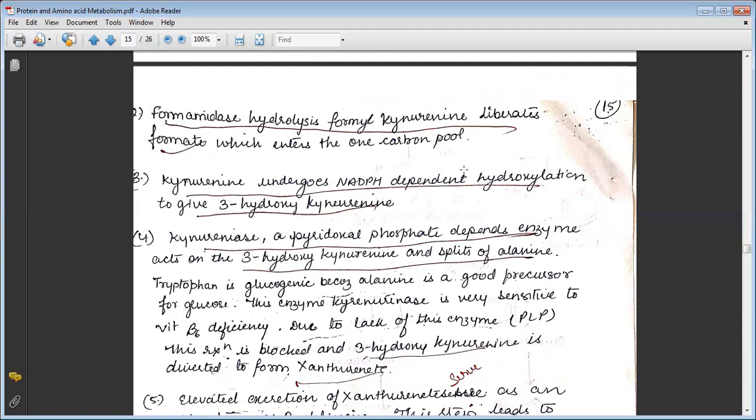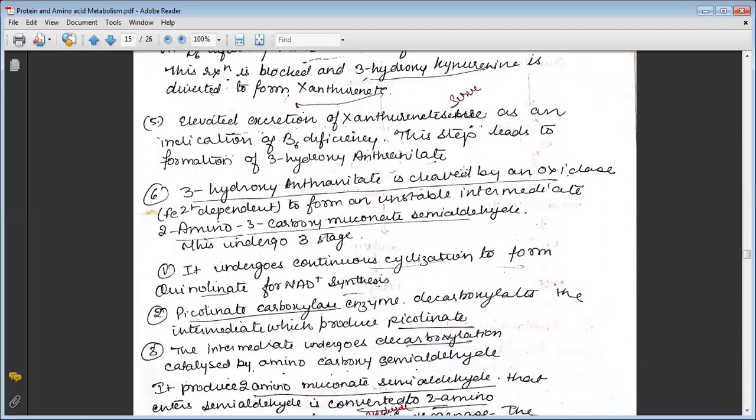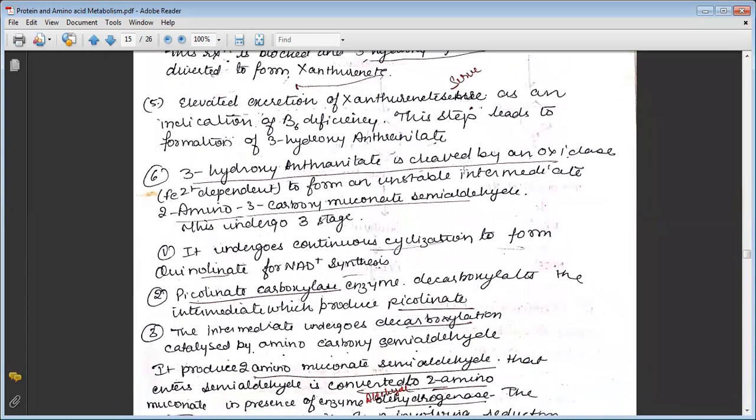Tryptophan is glucogenic because alanine is a good precursor for glucose. This enzyme kynureninase is very sensitive to vitamin B6 deficiency. Due to lack of this enzyme, this reaction is blocked and 3-hydroxykynurenine is diverted to form xanthurenate. Elevated excretion of xanthurenate serves as an indication of B6 deficiency. This step leads to formation of 3-hydroxyanthranilate.